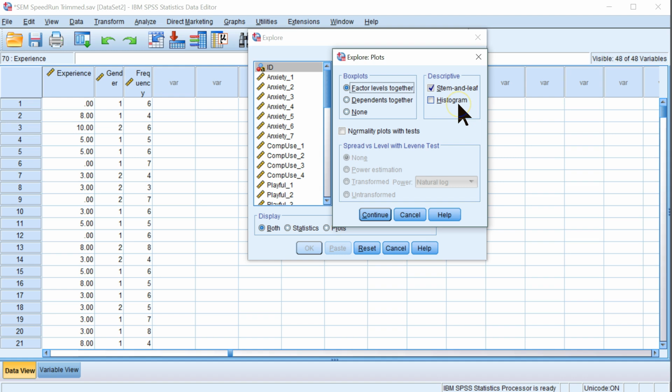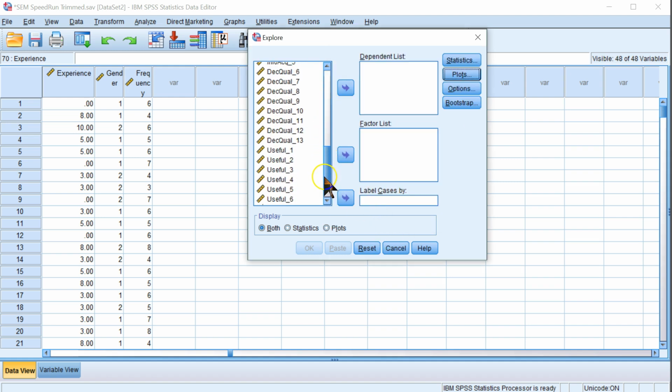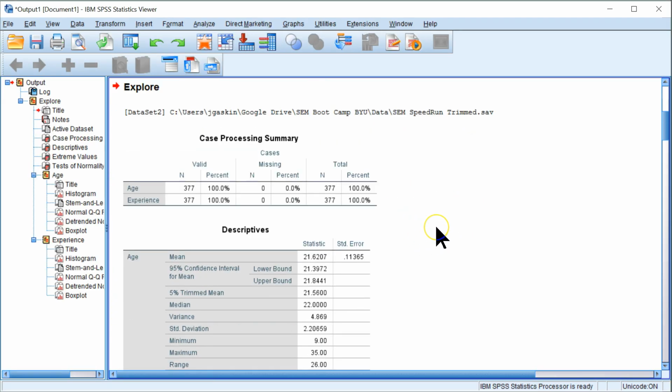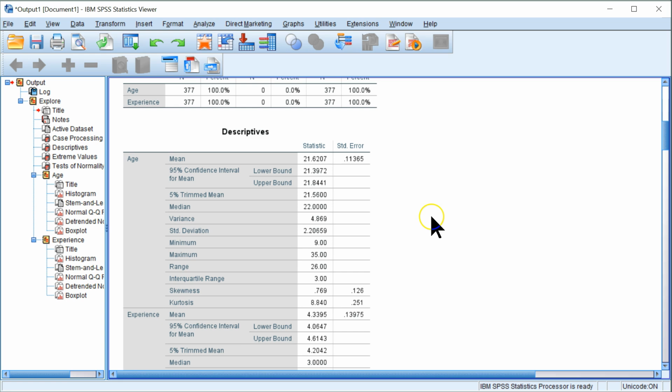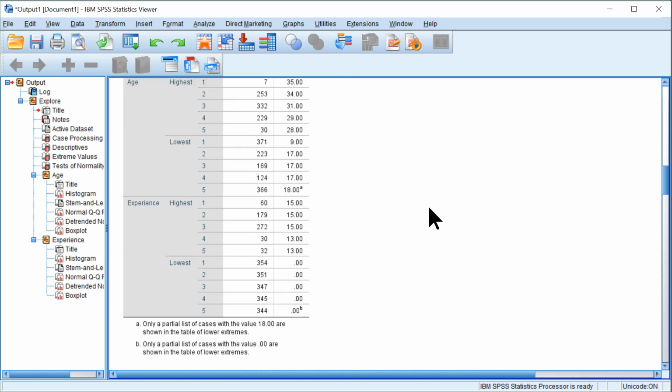We might as well do a histogram while we're here, just to see the normality of these. Continue. And let me throw in those two variables, age and experience over here, and give me both. Hit OK. Here we go. In terms of outliers, let's go find extreme values. Here we go.